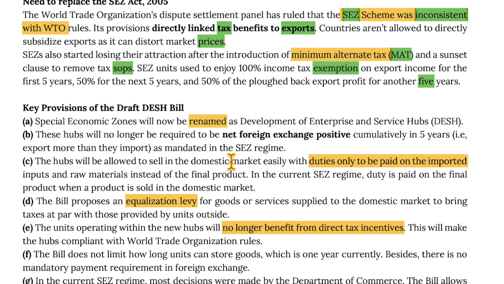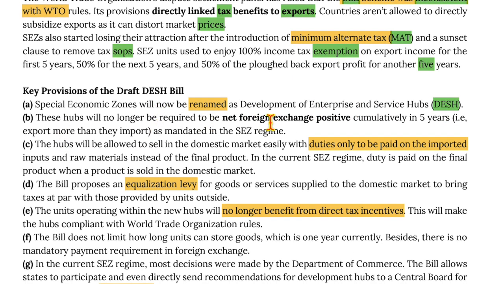Now, key provisions of the draft DESH bill: special economic zones will now be renamed as Development of Enterprise and Service Hubs, that is DESH. These hubs will no longer be required to be net foreign exchange positive cumulatively in 5 years, that is export more than they import, as mandated in the SEZ regime.